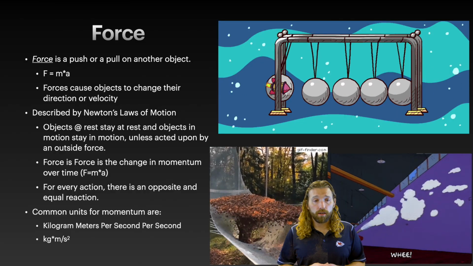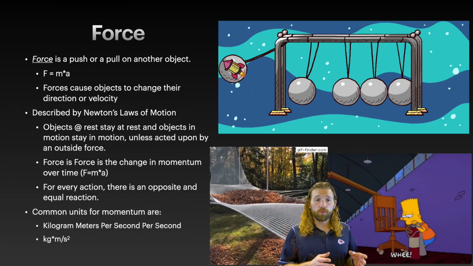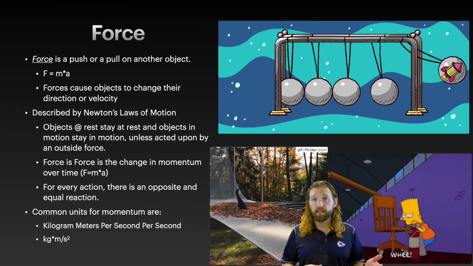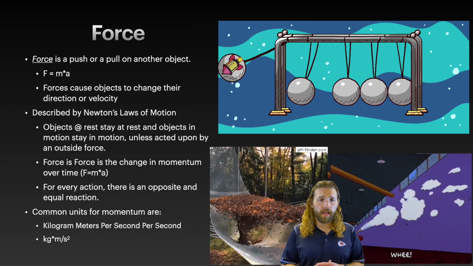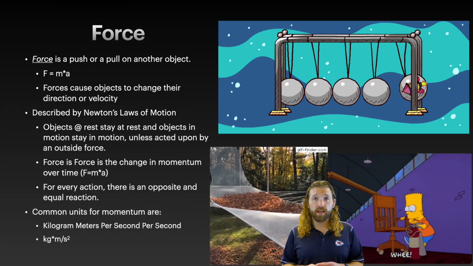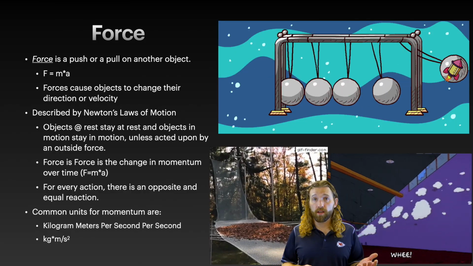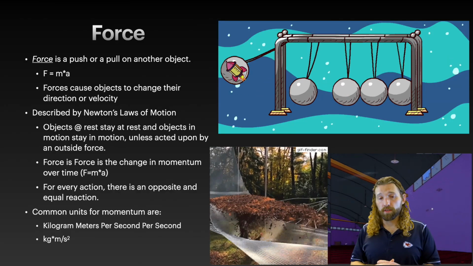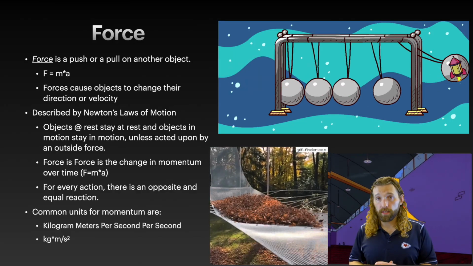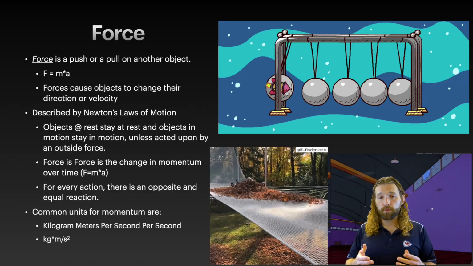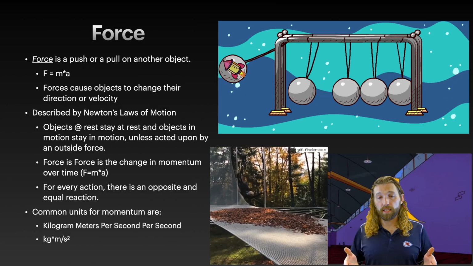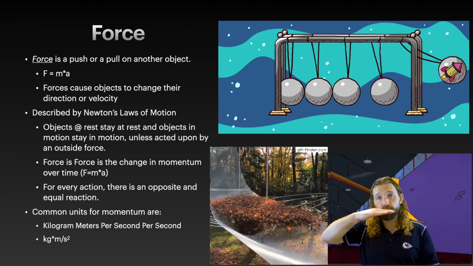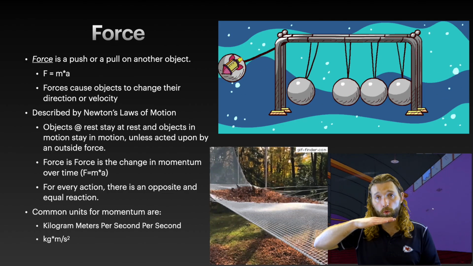Newton's second law is force is equal to the change in momentum over time, or F equals ma. And his third law was that for every action there is an opposite and equal reaction. Another example of this is the leaves here on the trampoline. What you see is as the person falls onto the trampoline, the bottom of the trampoline gives out, and those leaves stay suspended for a little while.